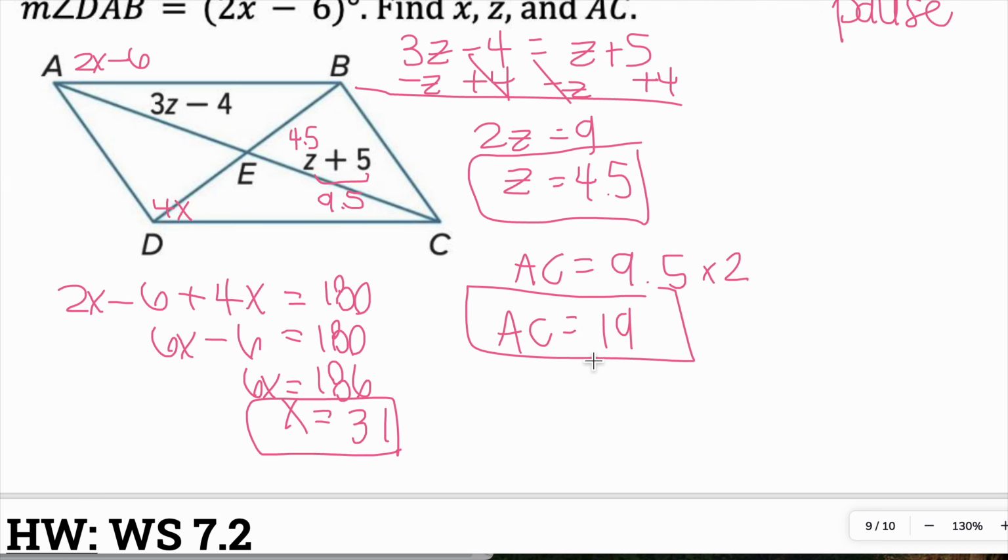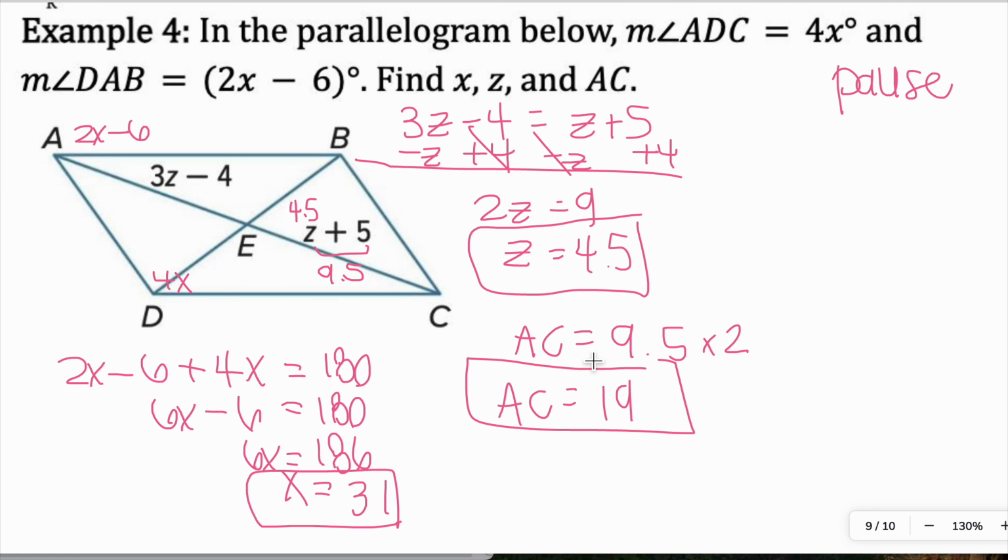So that's going to conclude our lesson on parallelograms. I've got a worksheet for you coming up next, and that'll be all until we check in tomorrow for how do we test for a parallelogram.